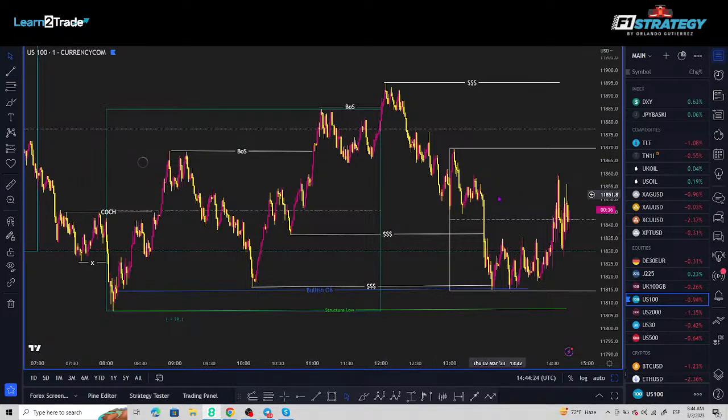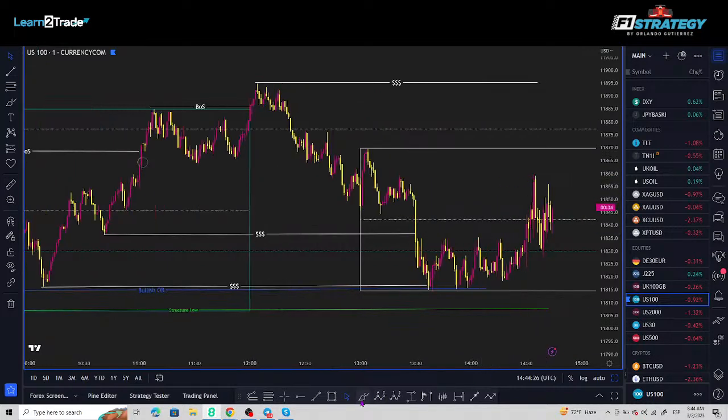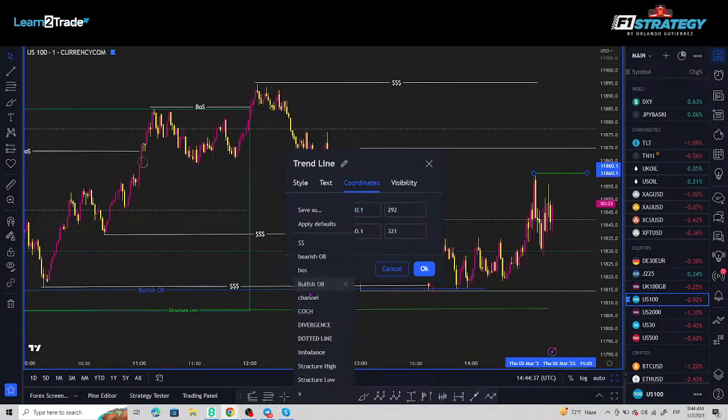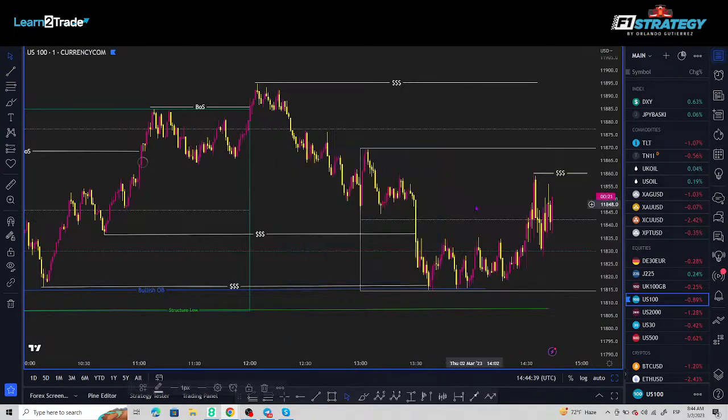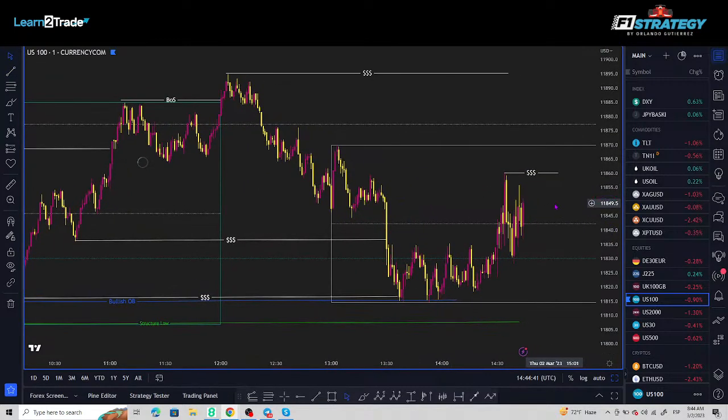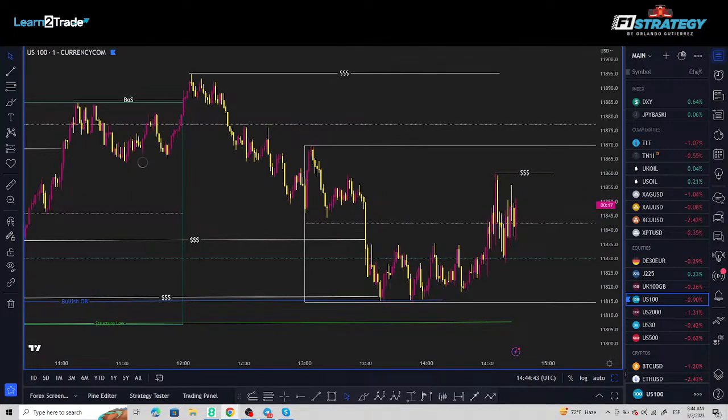I'm going to wait for the break of the structure or this liquidity sweep. Let's have a look. I'm going to give it a last try here. There you go. I mean, buyers are looking very strong, in my opinion.